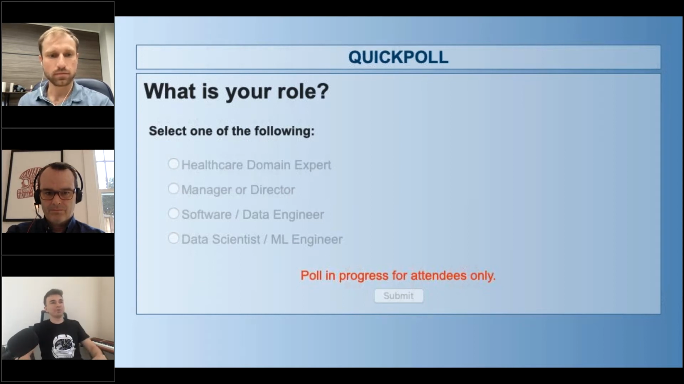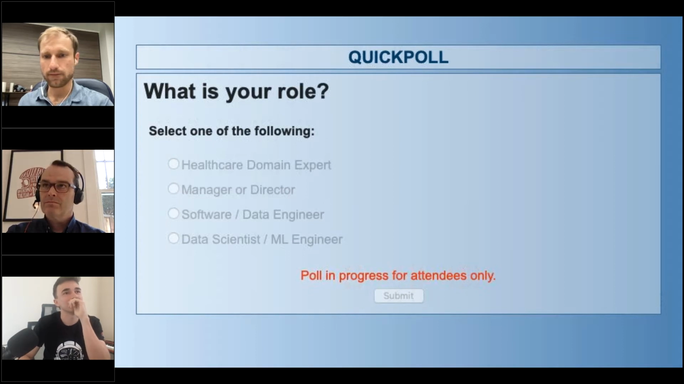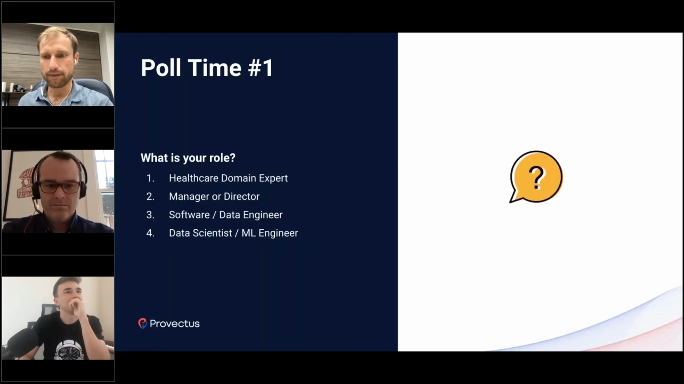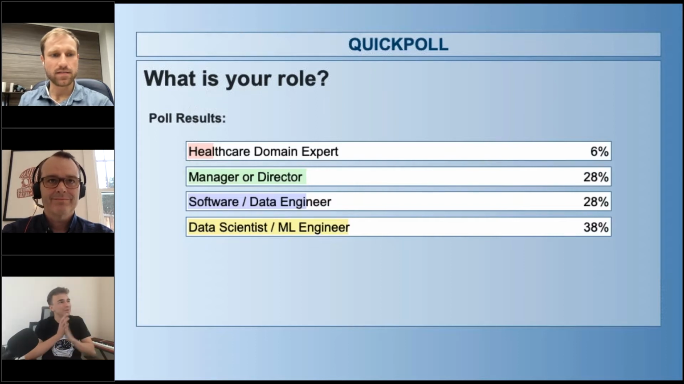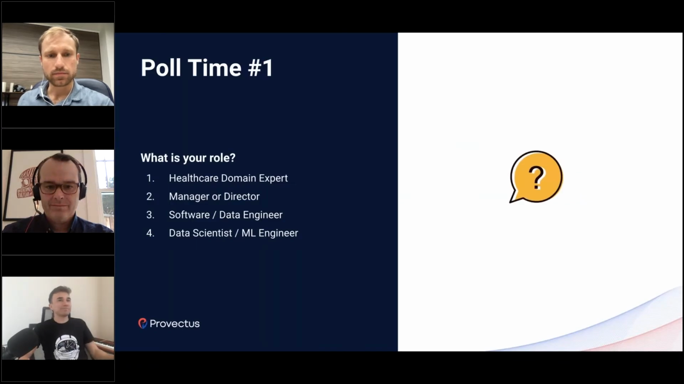Okay, good. Now I'm closing the poll. As I see, we almost reached all of the attendees voted. Yes. I'm closing the poll and sharing the results. We actually have an even distribution between management and director roles, software engineering, and data scientists, which is nice to know.